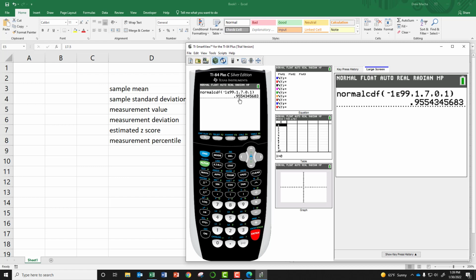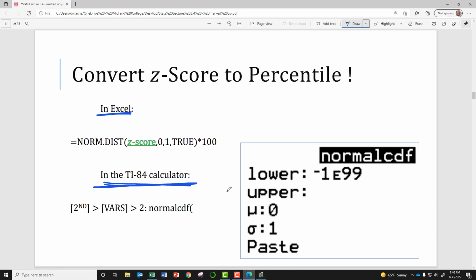And this tells me 0.955. And if I multiply that number by 100, I can get my percentile. So it looks like the percentile is again the 96th percentile. So that's how you do it on your TI-84 calculator.